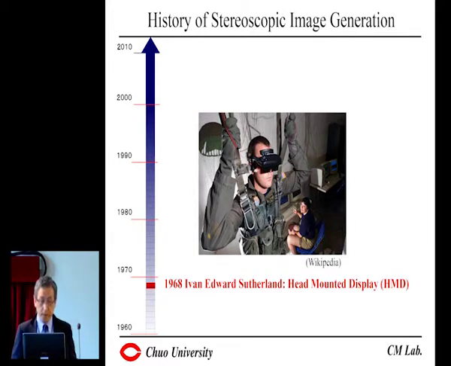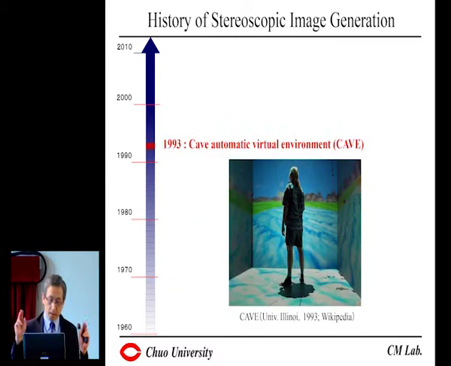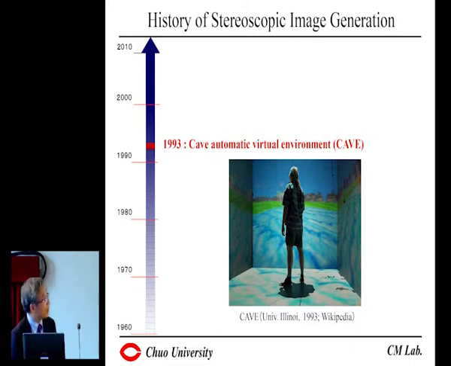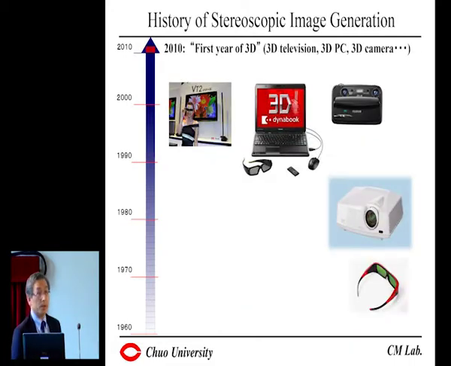And 2010 is the year which is called the first year of 3D, with many 3D products such as 3D television, 3D PC, and 3D camera, and so on. If you think about large scale visualization systems, there are two ways, head mounted display and CAVE system. Each method has merits and demerits. We chose the CAVE system because it is easy to share the common VR space with multiple people.